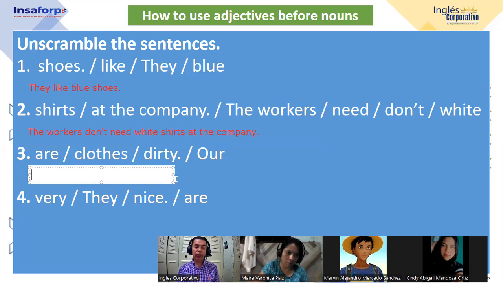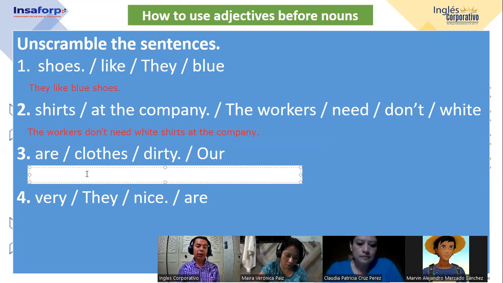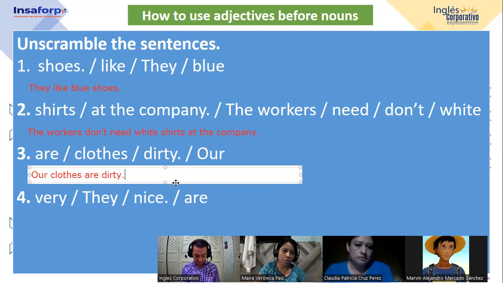Group number three is Luis's group. Our clothes are dirty. Our clothes are dirty, correct. Now, in this context, we introduce the use of the verb to be. So we say, our clothes are dirty. First we have the noun and then we have the adjective, right? Yes? ¿Sí entendemos el concepto? Okay, let's go to number four.